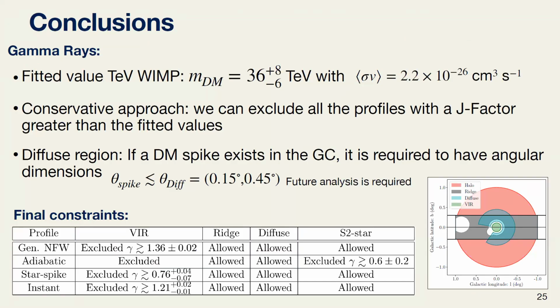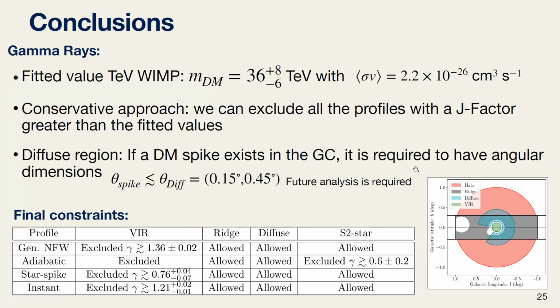So the final conclusions are that the fitted value for the TeV WIMP particle is around 36 TeV, assuming a thermal relic cross-section of about 2.2 times 10 to the minus 26. We have a conservative approach, so the idea is that we can only exclude all the profiles with a J factor greater than the fitted values. And using the diffuse region, we obtain that if a dark matter spike exists in the galactic center, no matter if it is adiabatic or with stars or instantaneous, it is required to have an angular dimension of around 0.15 degrees, right here, what I'm showing here.